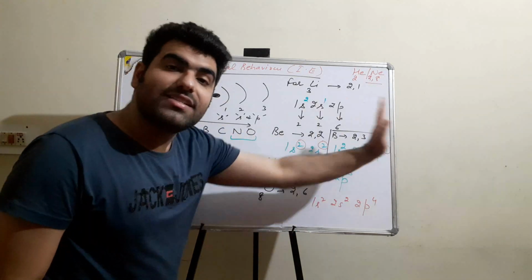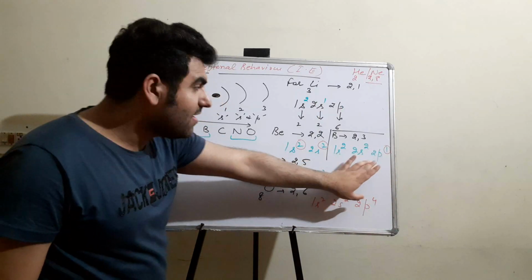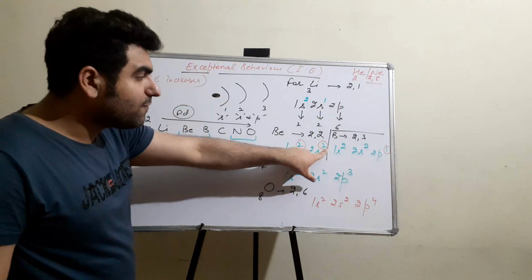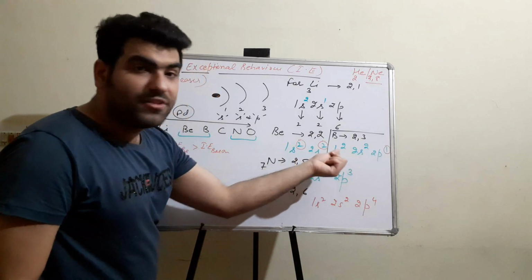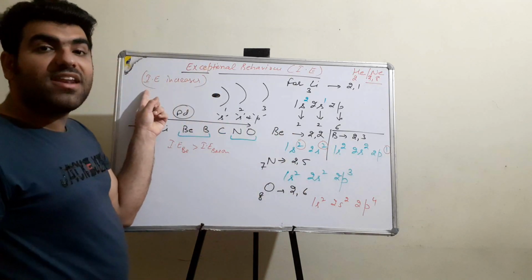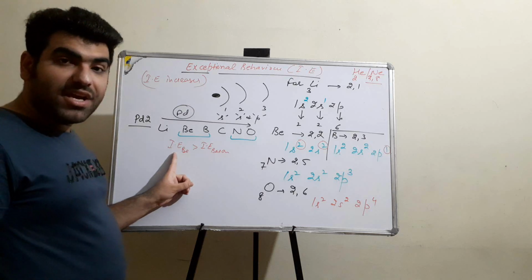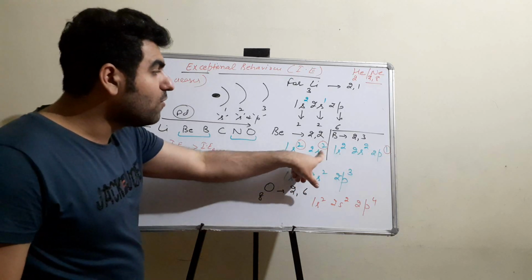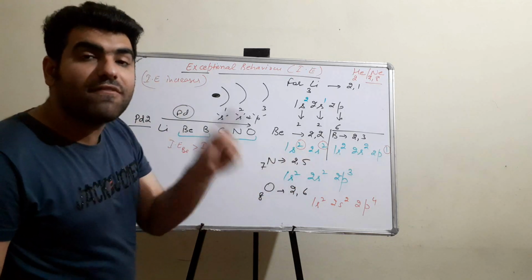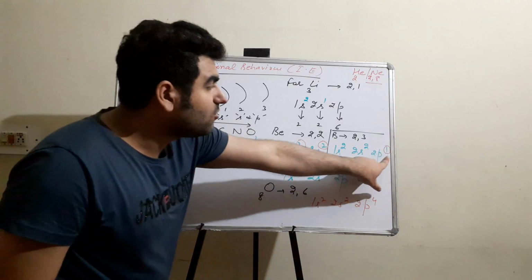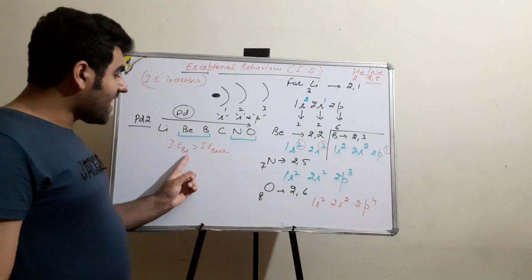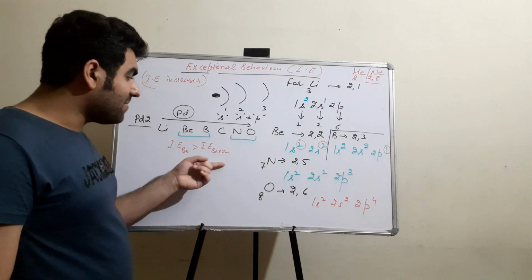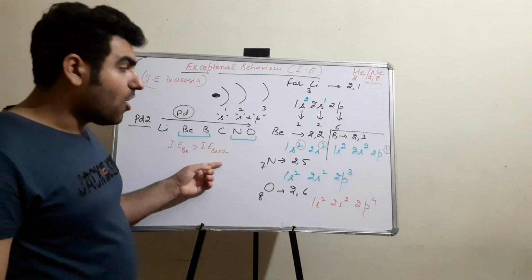This electron can easily be lost from the P subshell, but this S, which is fully filled, is quite stable. So it is difficult to remove this electron, and that is why we require higher ionization energy for beryllium to remove this electron from the fully filled subshell as compared to this one electron from the P subshell. So that is why the ionization energy of beryllium is greater than that of boron.